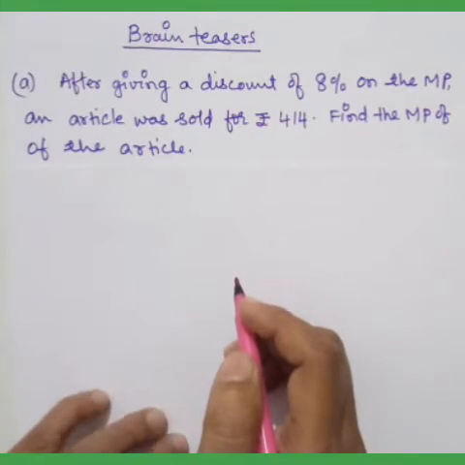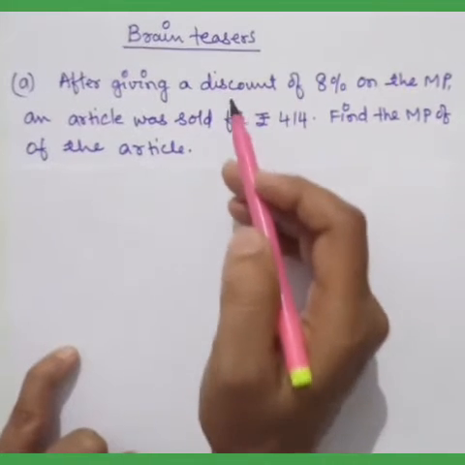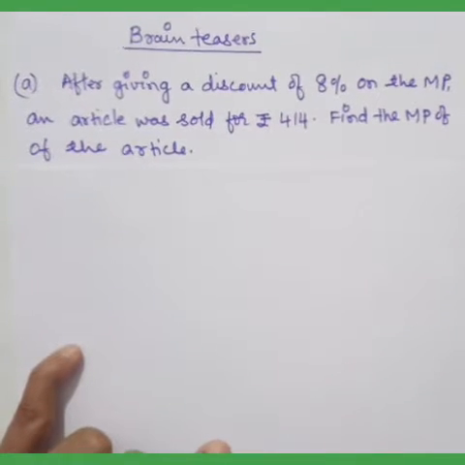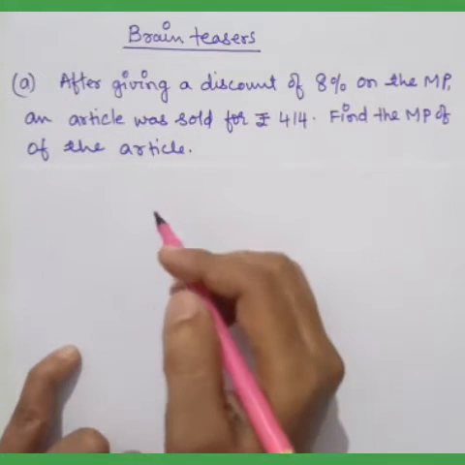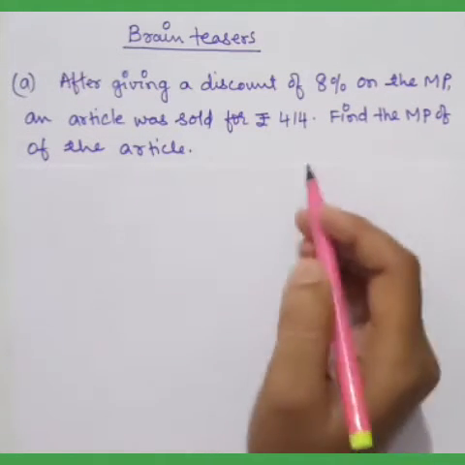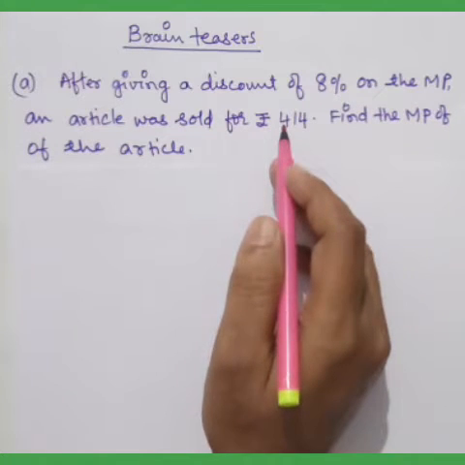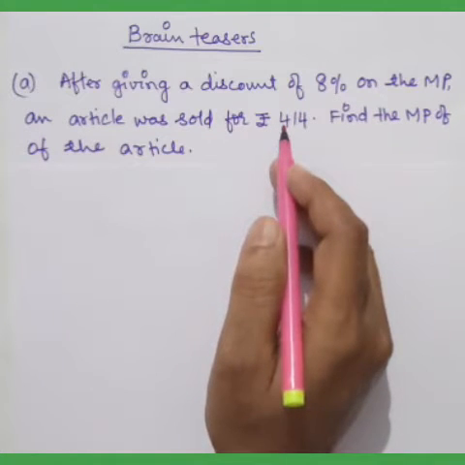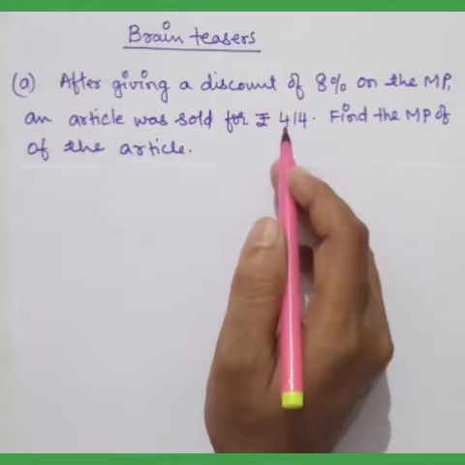Okay. Yes, children. Let us start the brain teasers of chapter 5, Profit, Loss and Discount. So, first of all, let me read the question. We will be doing question number 1B now. And the A part, that is the MCQ part, we will be doing at the end of this chapter.